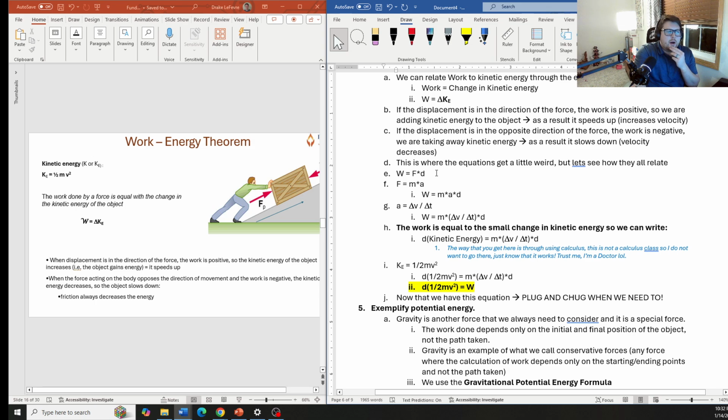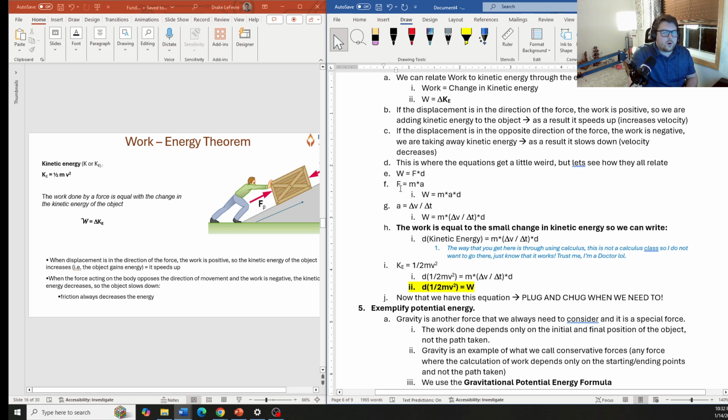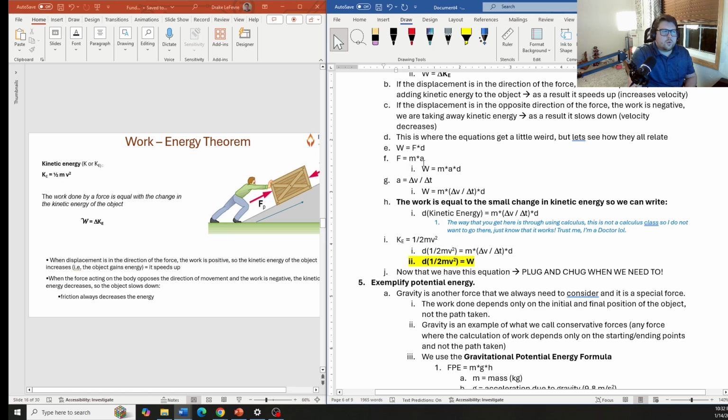Okay, now a bunch of math type stuff. We're going to look at how these equations all sort of line up to give us a different equation. So we have work equals force times displacement. Force, if you remember from the previous part, Newton's second law states that force equals mass times acceleration. So we can combine these two, replace force with mass times acceleration. Work equals mass times acceleration times displacement.